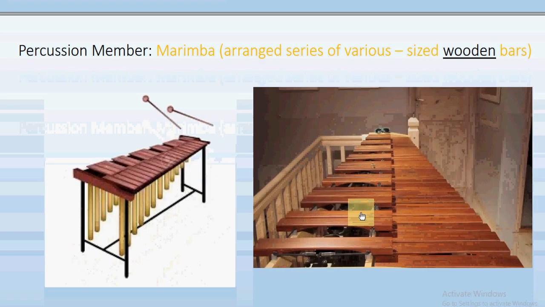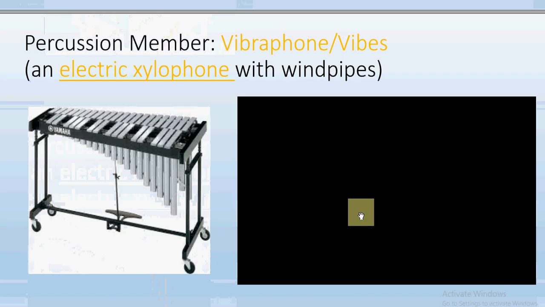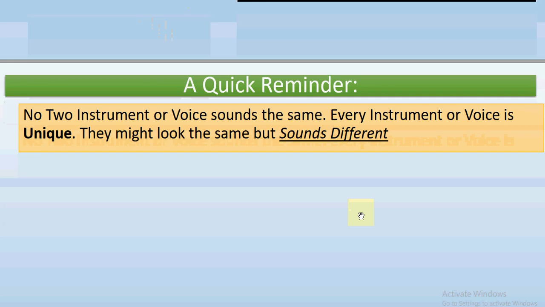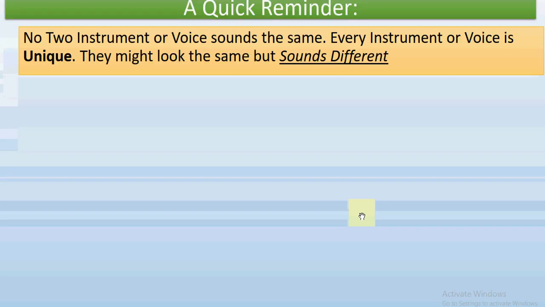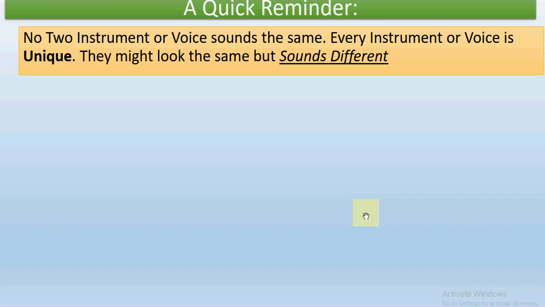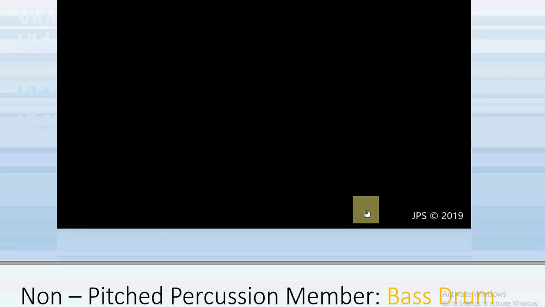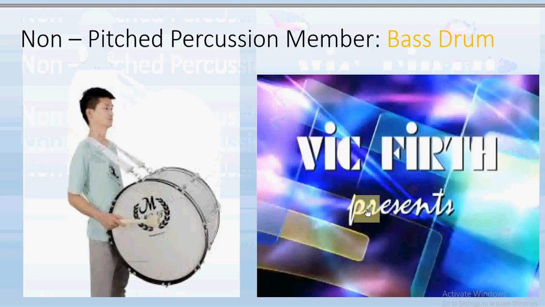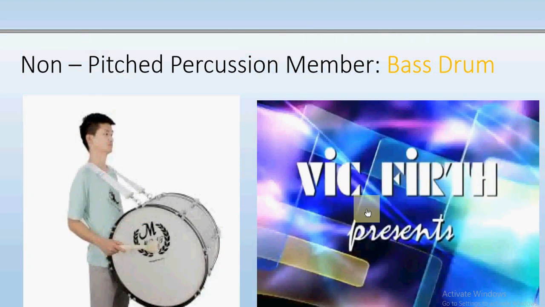So we write down quickly. All right. So the instruments are not the same. They might look the same, but they sound different. Every instrument is unique, just as every human being on the face of the earth is unique. So we've gone through the pitched percussion instruments. Now let's look at the non-pitched.